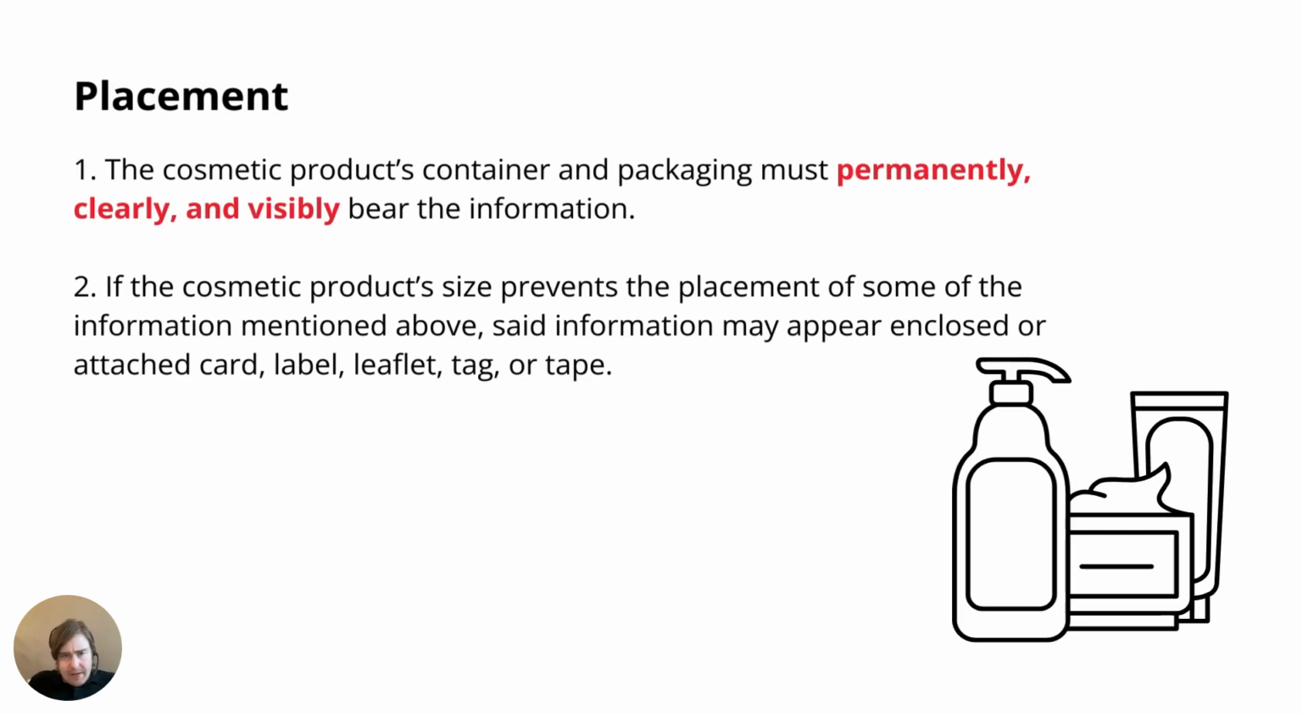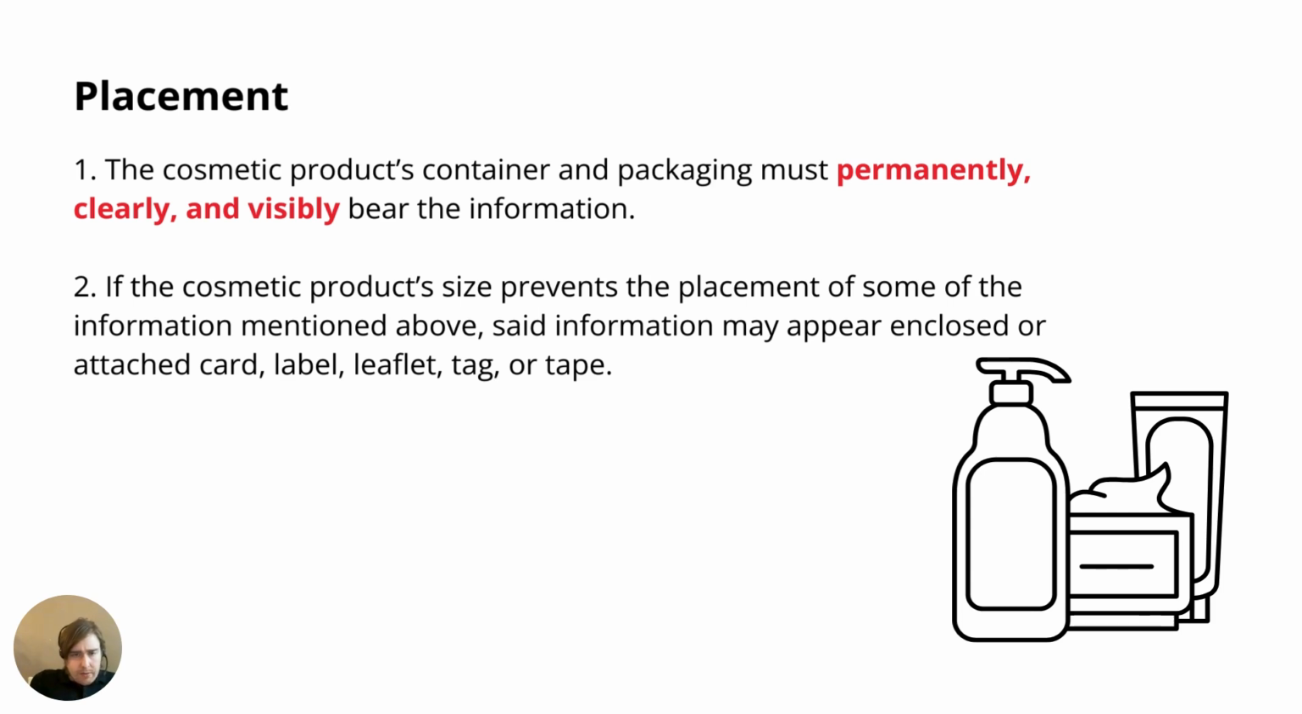Let's look into the placement. So labeling is normally applied to the container, and the label must be permanent in the sense that you would not be allowed to have some sort of temporary label or something that can be easily removed, either as a feature or by mistake. And it must also be clear, it must be visible in a way that you cannot hide the label. It must be easy to find the label, it must be easy to read the label. But this can also be filed under common sense.